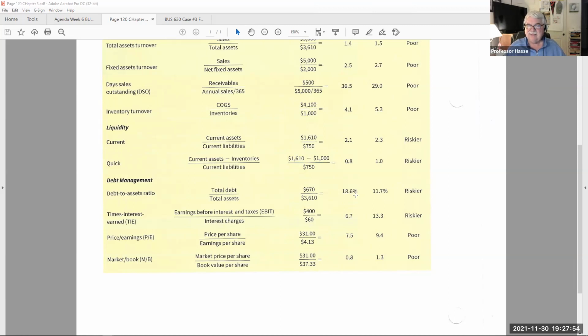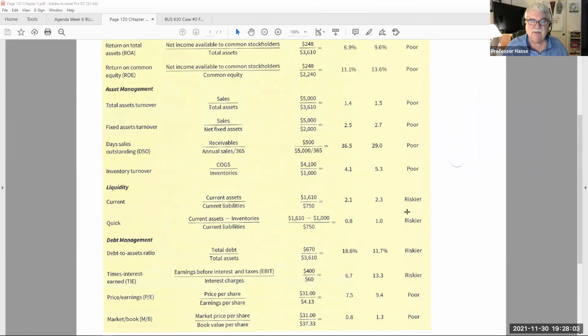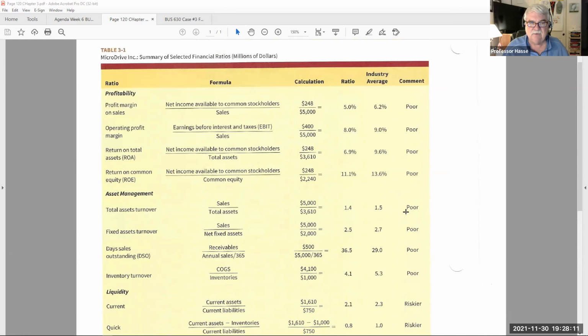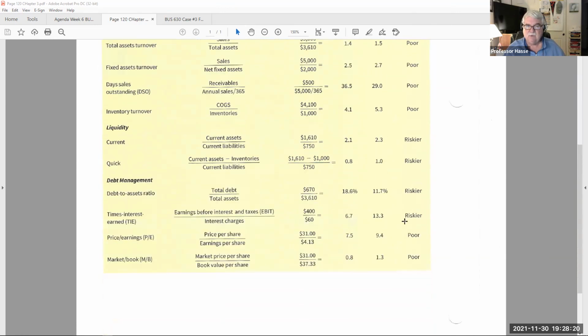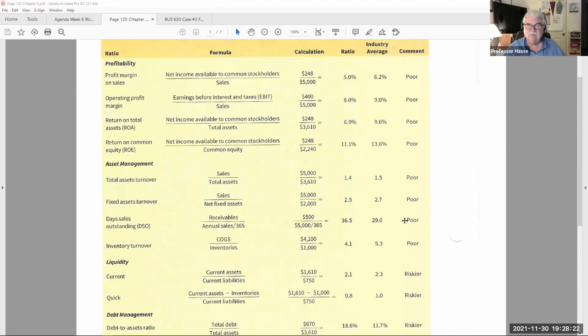Debt management: the key ratio in this one is debt to assets. The key one in liquidity is current assets to current liabilities. The key one in asset management, I'd say, is even between days sales outstanding and inventory turnover. The key ones in profitability naturally are profit margin on sales and also net income, or return on assets. These are all key areas that we're studying in this week's financial analysis.